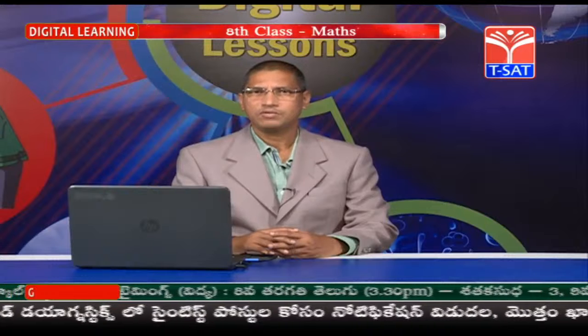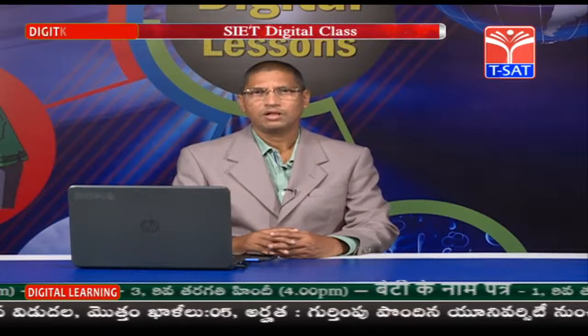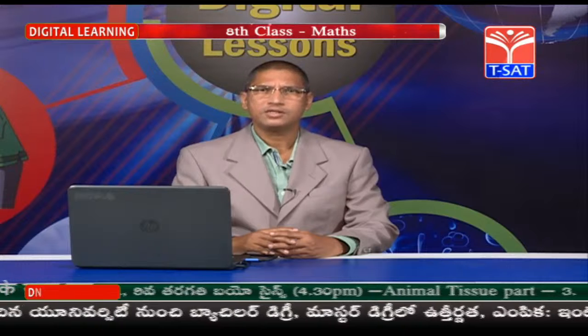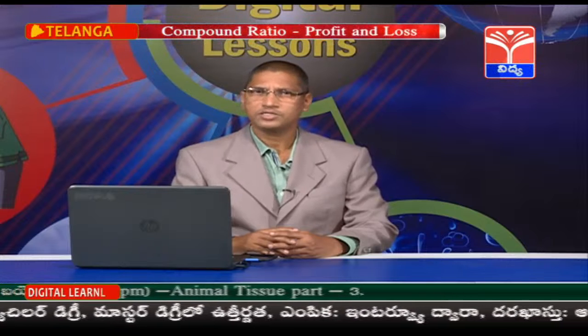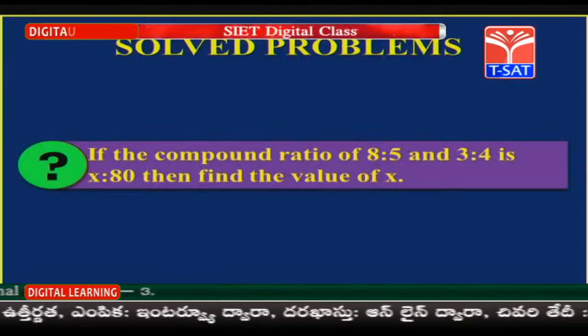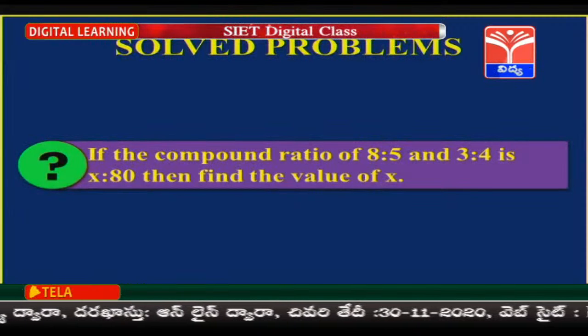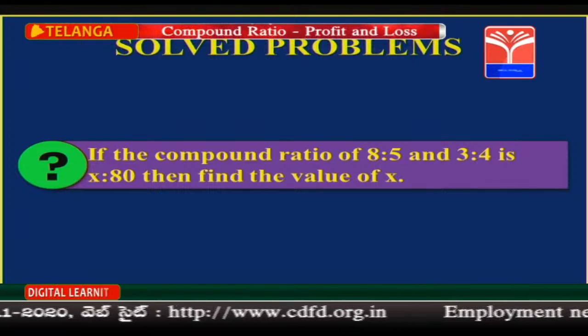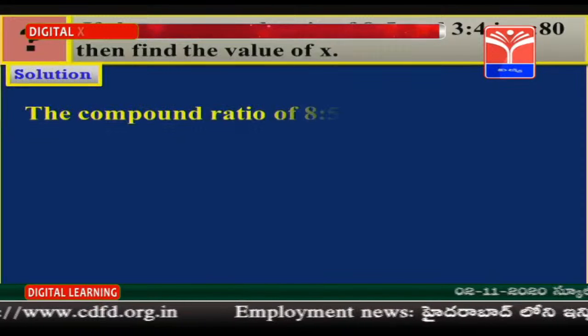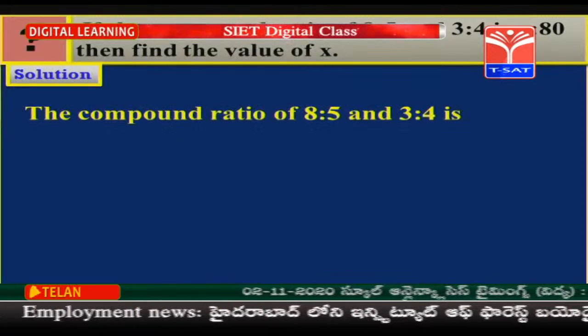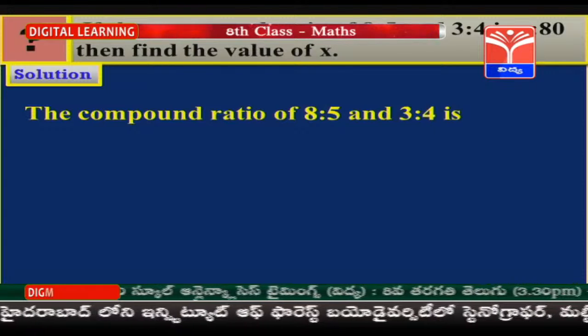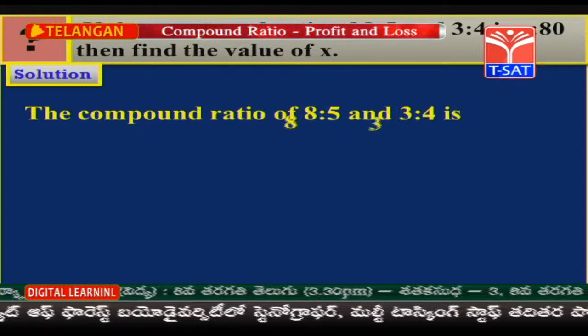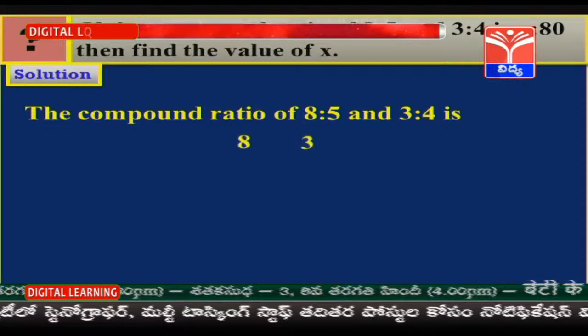So, children, till now we have learnt the concepts of compound ratio, discounts and profit and loss. Now, let us solve some problems to understand these concepts in a much better way. Let us start with our first problem. If the compound ratio of 8:5 and 3:4 is x:80, then find the value of x. Let us start with the solution. Given the compound ratio of 8:5 and 3:4 is x:80.